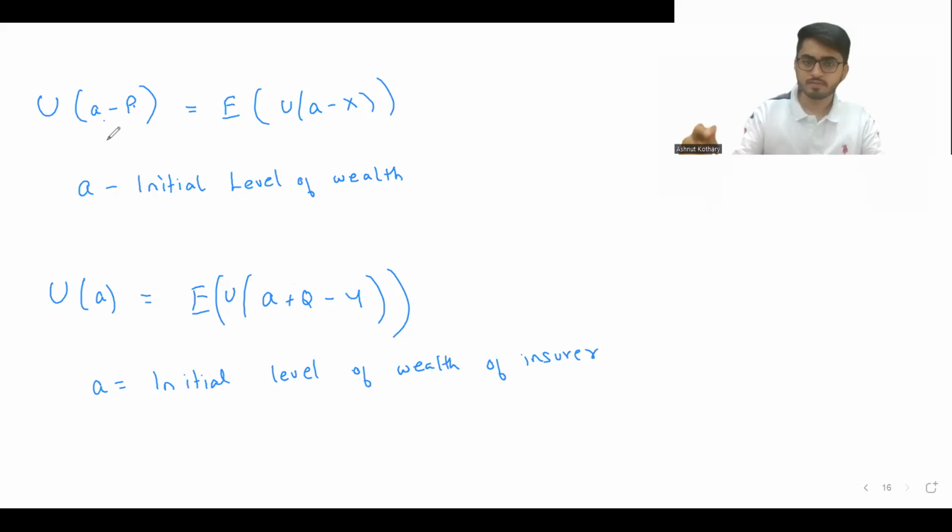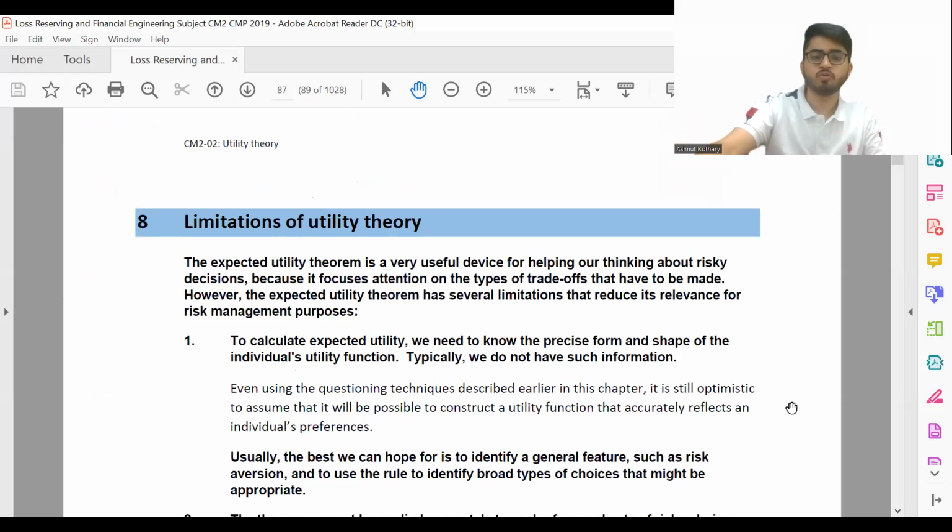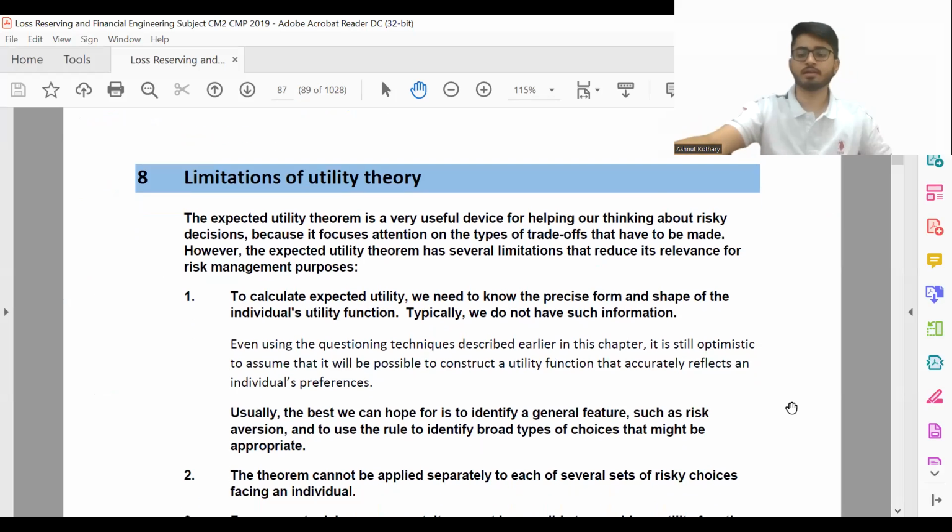Final heading which we have is the limitations of utility theory. We'll just quickly glance through them. So give the heading limitations of utility theory. You can write points as mentioned in the material directly. First and foremost, to calculate the expected utility, we need to know the precise form of the utility function, which is difficult to get in practice.